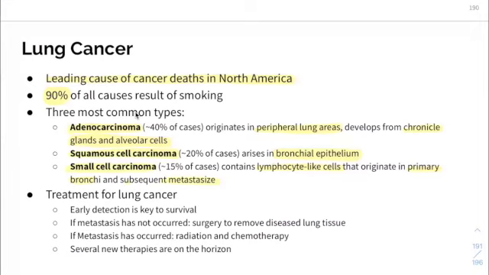So just like any other cancer, early detection is the fastest way, the best way to survive it. If the cancer has not metastasized, so it has not traveled somewhere else, they can remove that portion of the lung tissue that is cancerous. But if it has metastasized, that's where they start radiation and chemotherapy. They're always working on new treatments for cancer. So, of course, there's new treatments they continue to work on.